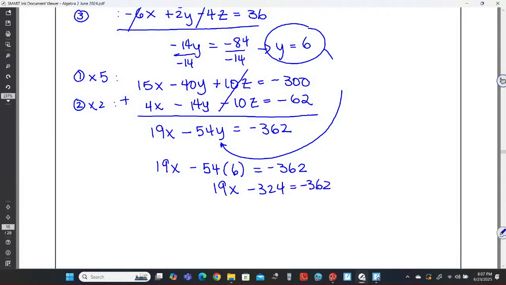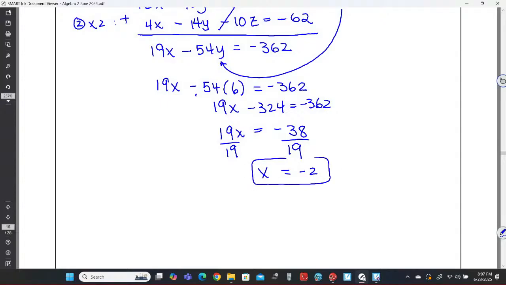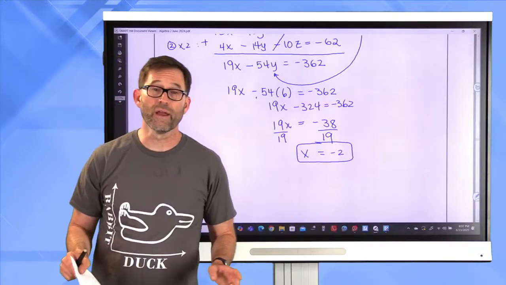I'm going to run out of room before too long. Oh, I still have some space. 19x is equal to negative 38 when I add 324 to both sides, divide both sides by 19. Almost always the answers come out to be very nice integers in these problems, and I get x is equal to negative 2. All right, great.